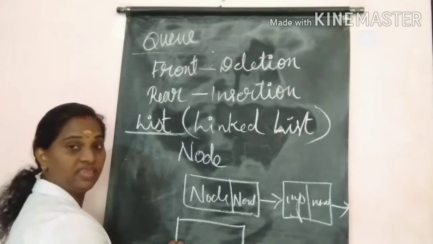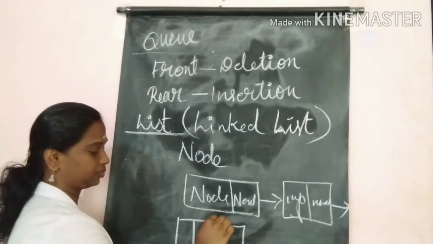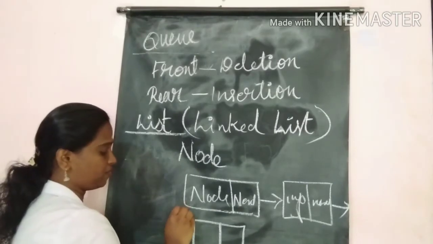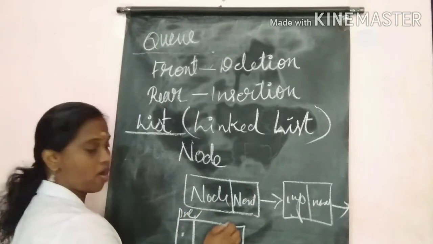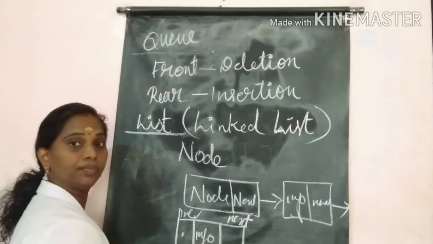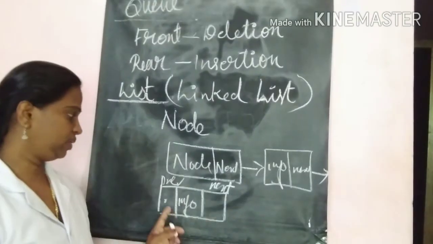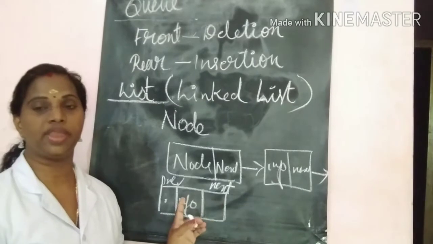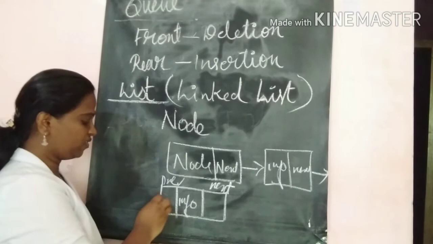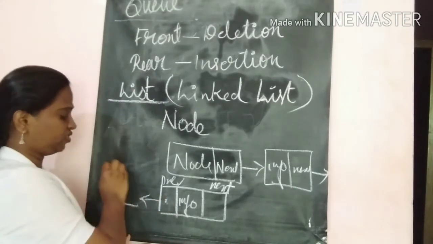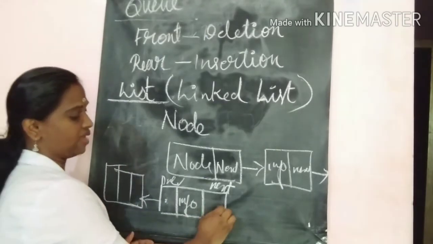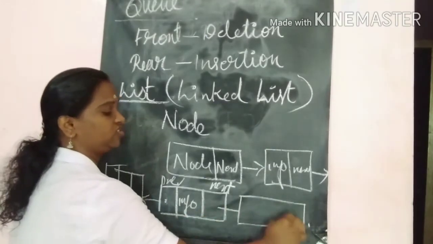For example, see here. So here we have one more pointer, a previous pointer. This one is the previous pointer, this one is the next pointer, this one is info. See, previous pointer, next pointer and info. The previous pointer points to the previous node and the next pointer will point to the next node.